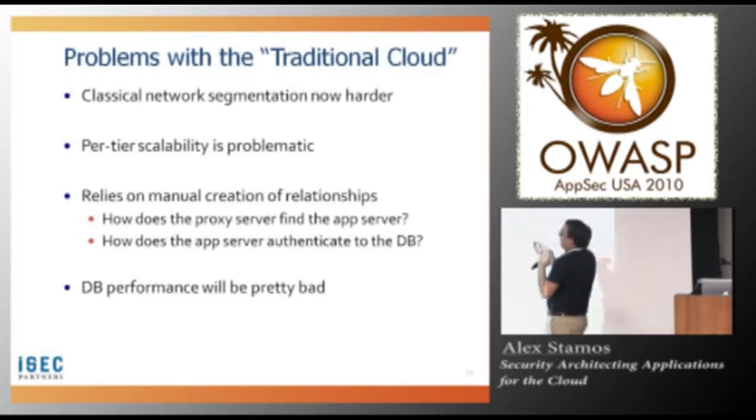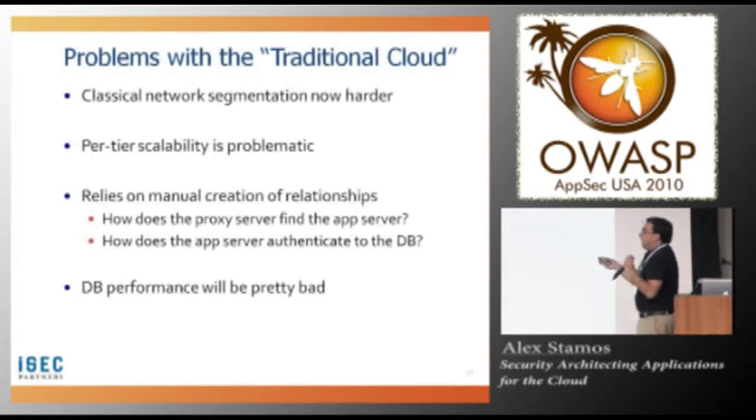And you end up with the same problem in the traditional cloud architecture. Like I said, it relies on the manual creation of relationships. And honestly, your DB performance is going to be pretty bad. The biggest complaint we hear from people that move up into the cloud is, oh my God, my SQL is so slow now, right? Anybody know why? Why shouldn't you run MySQL at Amazon?